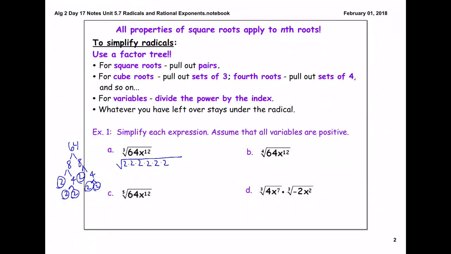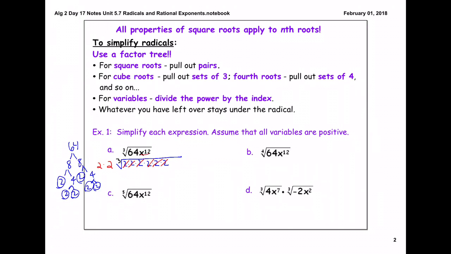So for the cube root, we need 3 of every number that match. We have 1, 2, 3 2s, so we can bring 1 to the outside. We have 3 more 2s, so we can bring another 1 to the outside. Everything you bring to the outside of your radical, you multiply together. Anything that's left underneath, you multiply together.